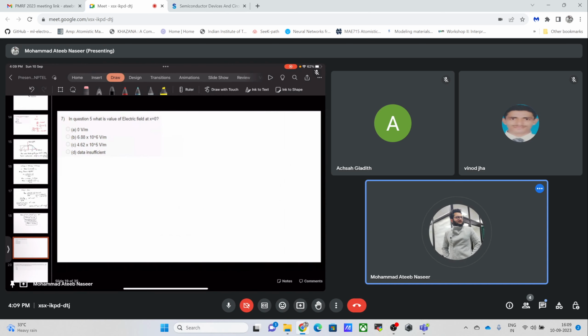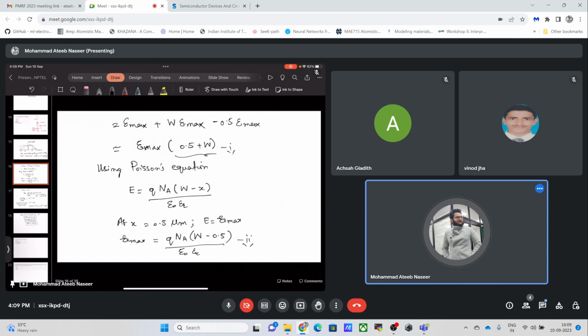Now the same problem, it is related to the same problem. It says that in this question 5, what is the value of the electric field at x equal to 0? Okay, so x equal to 0 means the electric field which is the maximum electric field. So simply we had found out the expression for the electric field previously, and it was this expression.